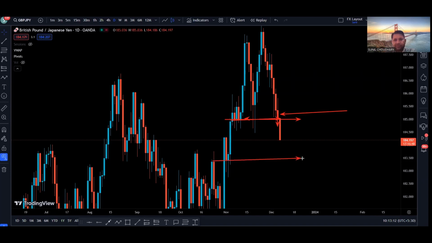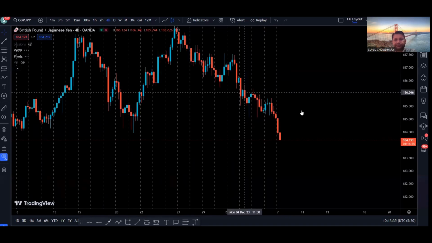We know that the next support is right in these areas. So a lot will depend on whether maybe we get a rejection and close above this candle. If we close back above, there is a higher probability price is going to go up. Otherwise, if we close below this support, there is a higher probability price will continue to the next support, which is right here. Now let's go to the 4-hour time frame to find more details.